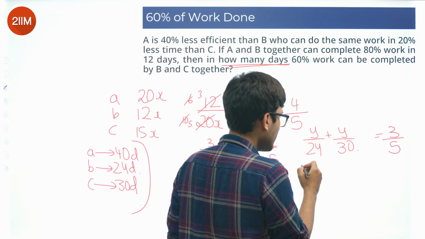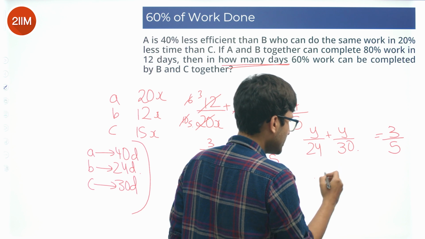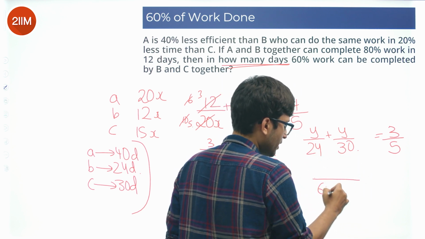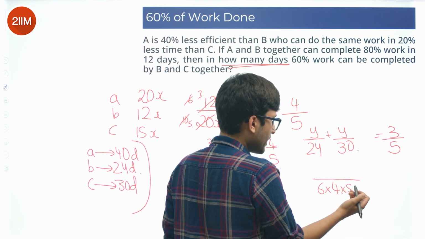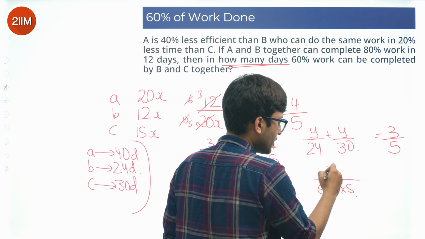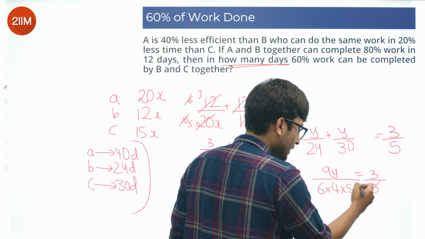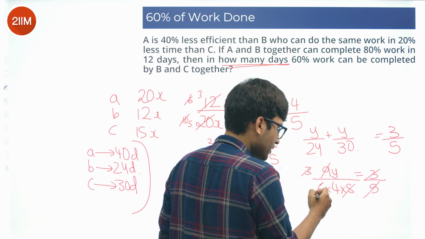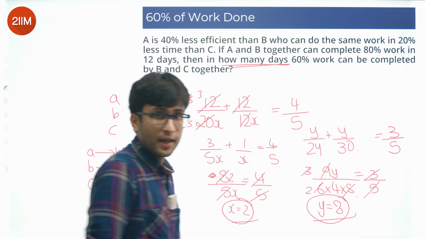So let's calculate. The first thing which I can do is I can write it down as 6 into 4 into 5. So here I would be getting 5y and here I would be getting 4y. So 9y is equal to 3 by 5. 5 gets cancelled out. This also gets cancelled out. 3 and 2. So y is equal to 4 into 2, which is 8. So I am getting 8 as my answer.